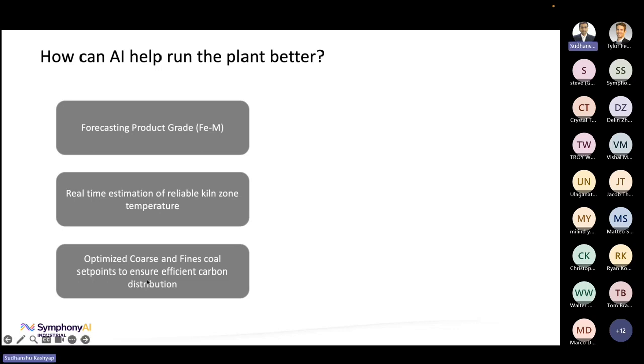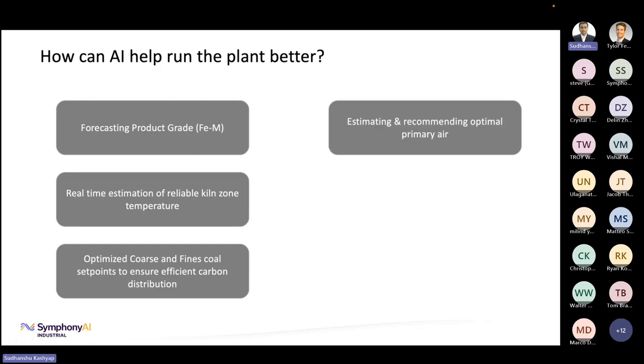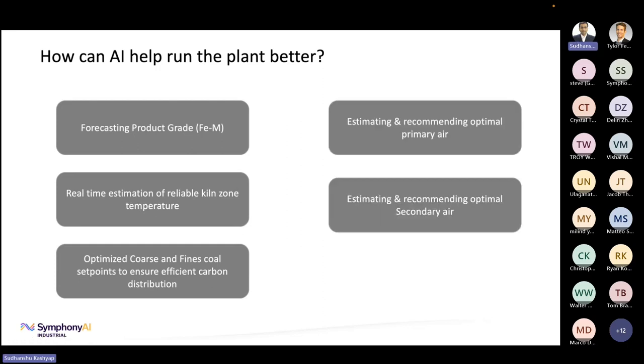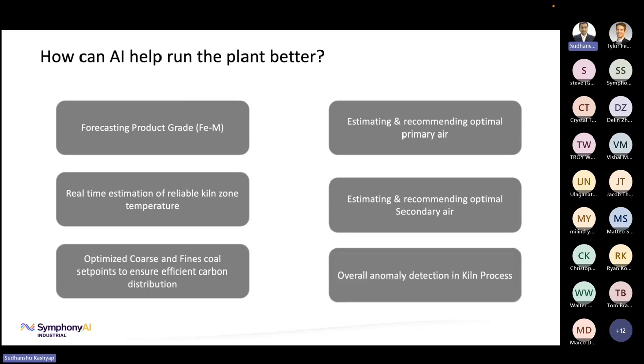And coarse and fines particles need to be optimized, since there is always a variation of particle size as well as the coal properties, and that's where this AI-based optimizer can help. It could help recommend what the primary and secondary air could be. At the end, it could look into the entire process parameters altogether and see if certain parameters are going anomalous, if there are some problems developing in the kiln process. So AI can do that as well.